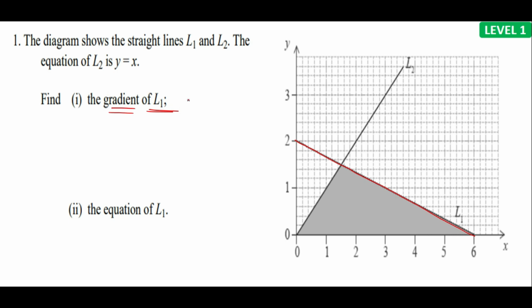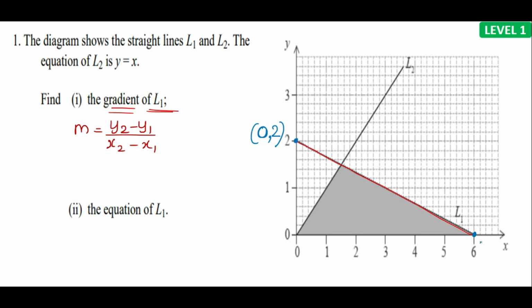Now to find the gradient, starting with the formula, we know the gradient m is equal to y2 minus y1 over x2 minus x1. As a step to find this, looking for two coordinates from the line L1, I would prefer to take these points because it makes the calculation easier and it is quick to identify a point on the y-axis. So your x coordinate is going to be 0 and my y here is 2.